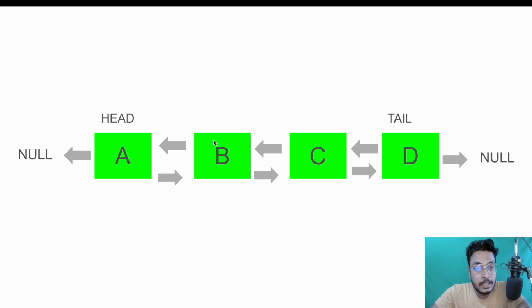Let's say you want to insert a new node called X at index number 2. In this case, index number 2 is B. So at index 2 you want to insert a new node. What we have to do first: we have the connections A.next pointing to B and B.previous pointing to A. First we will break the connection A.next, and then we will start pointing A.next to X.